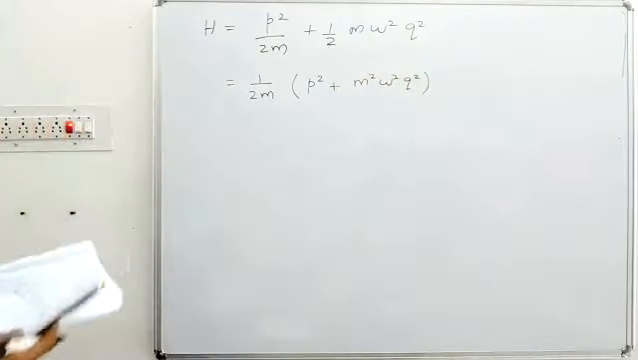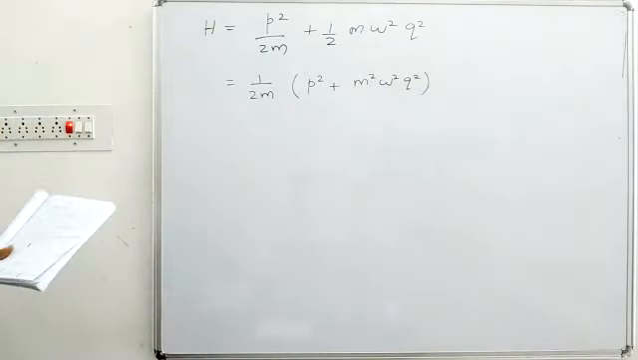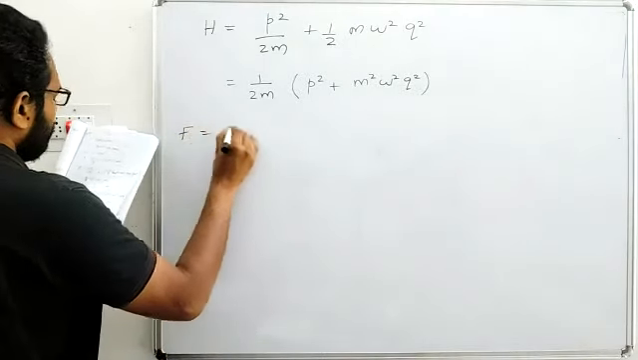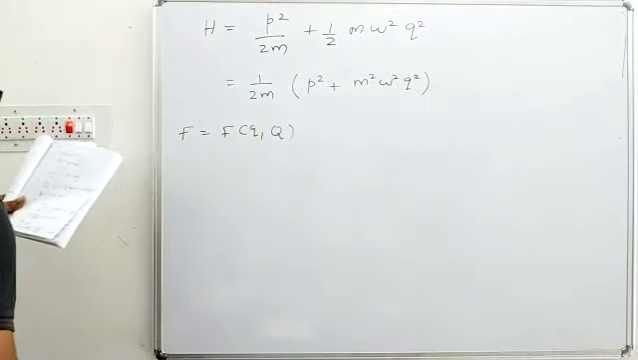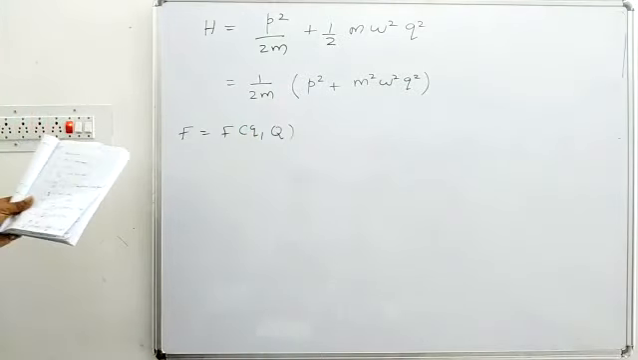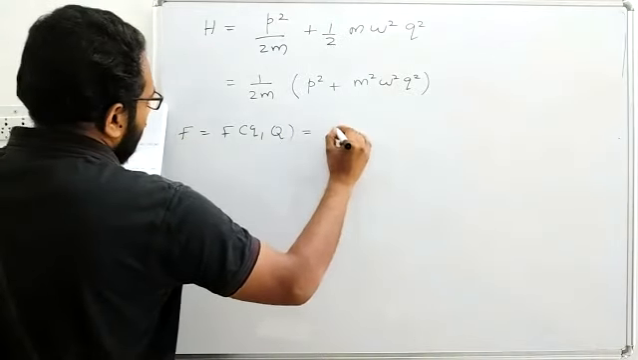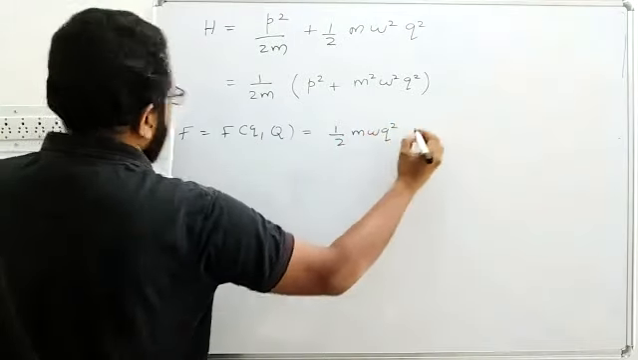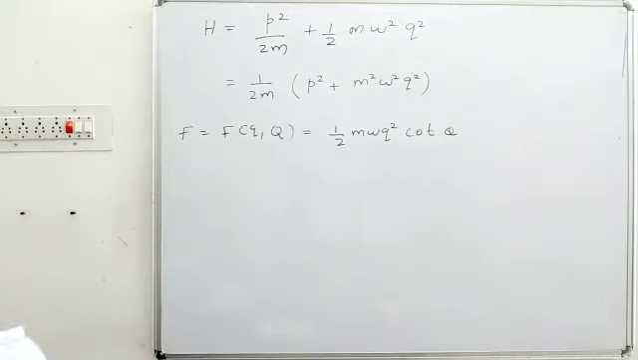Now we'll just look at a transformation. Suppose the generating function is given, F of q comma Q is equal to half m omega q square cot Q. This is the generating function. Now find the transformed Hamiltonian.